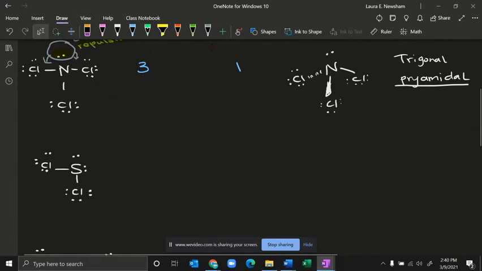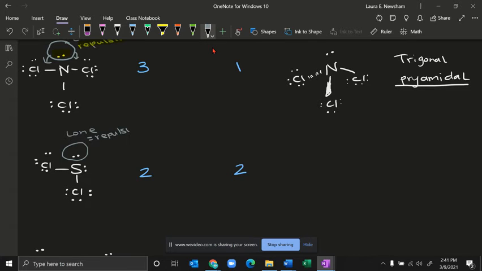So moving down to sulfur here, you'll notice we have 2 lone pairs. So we have 2 bonded pairs, and we have 2 lone pairs. What do lone pairs do? Lone pairs cause repulsion. Not that the bonded pairs don't, but those lone pairs are going to make your shape.